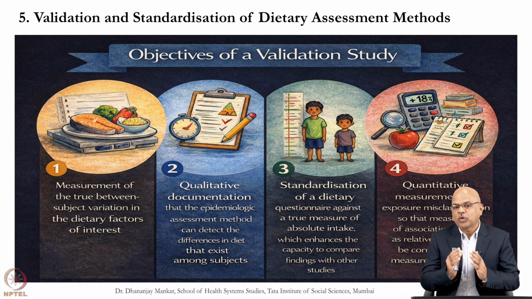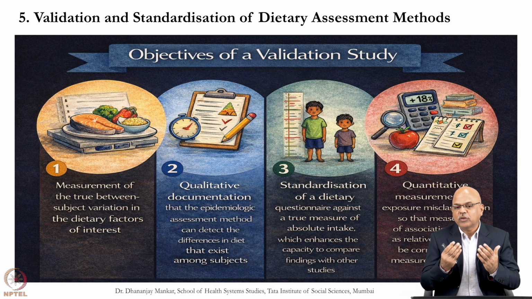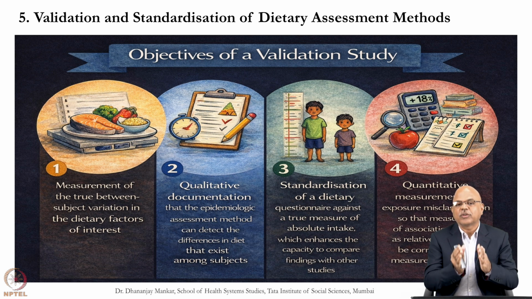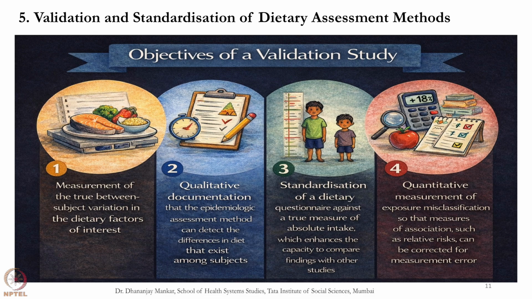Also, standardization of the dietary questionnaire against a true measure of absolute intake enhances the capacity to compare the findings with other studies, which is very important, since validation gives more clarity for comparison with presently conducted studies. Quantitative measurement of exposure misclassification means that measures of association such as relative risk can be corrected for measurement error. So it is very important for policy formulation on what basis the qualitative measurement gives you the classification.